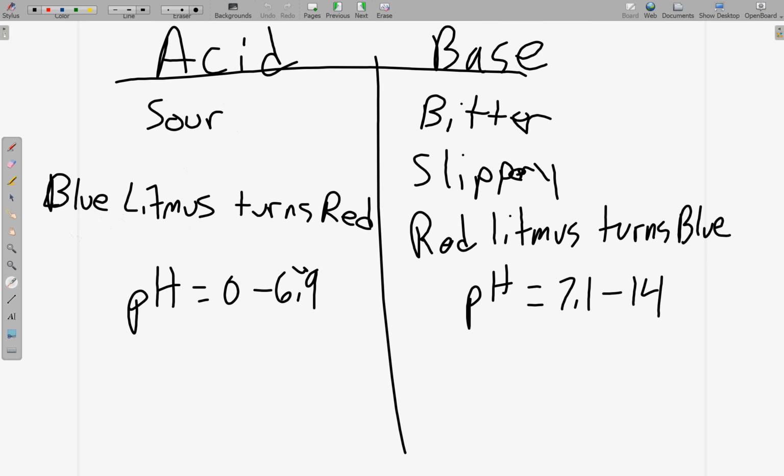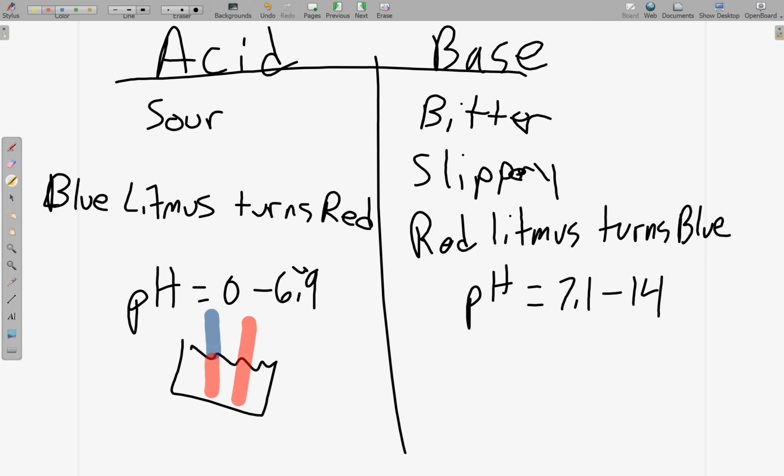There's two types of litmus paper. There's blue and there's red. So here's my beaker of acid. If I have a piece of blue litmus and I put it in there, it's going to turn red. Red litmus would stay the same.